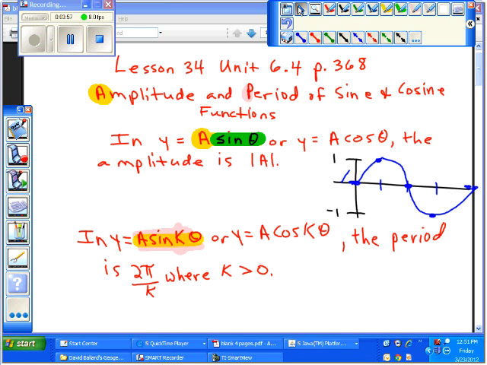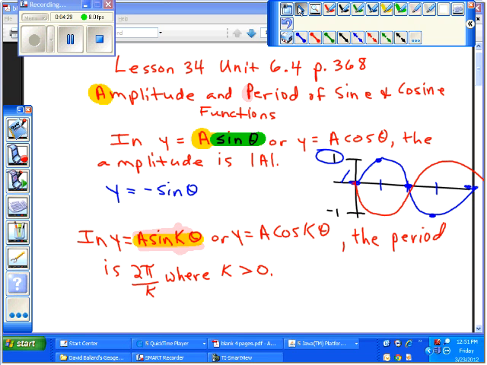Now, the amplitude is 1. Now let's talk about this. What if I had made this y equal negative sine theta? All I did was change the sign to negative. What's that going to do to all my y values? It's going to make them negative, right? So that would be a reflection. You understand, if we made it y equal negative sine theta, all it would do is reflect across the x-axis.